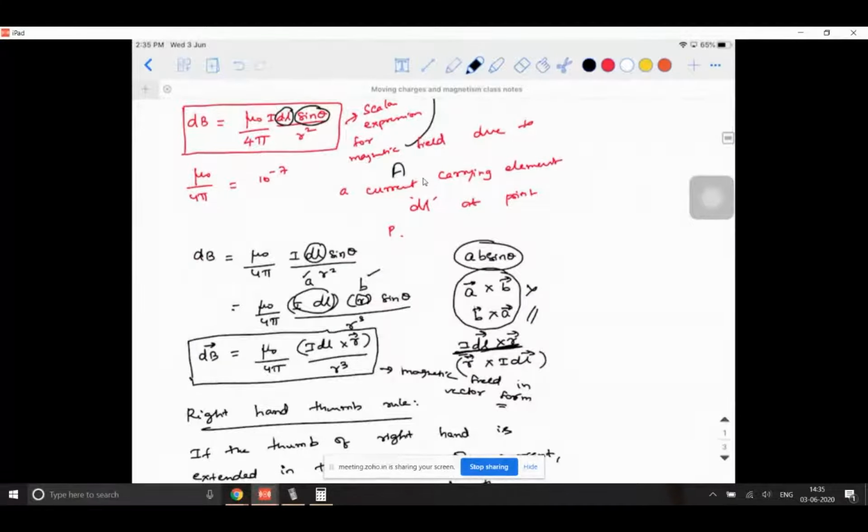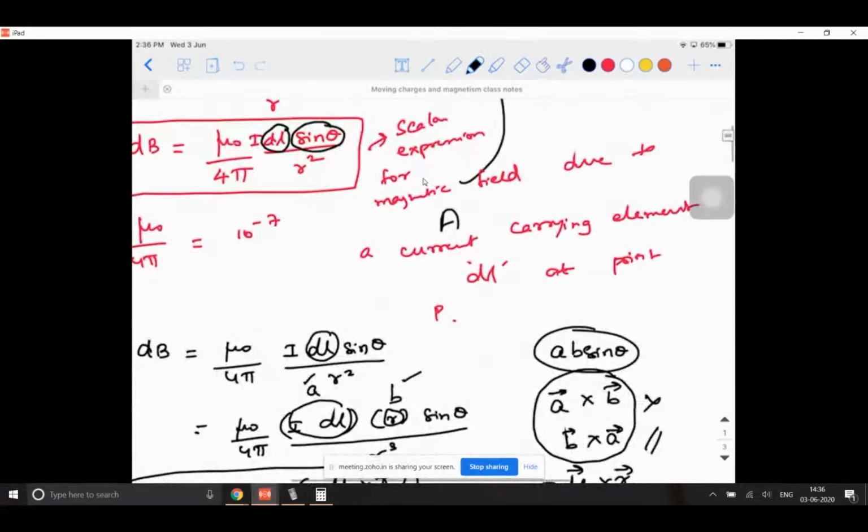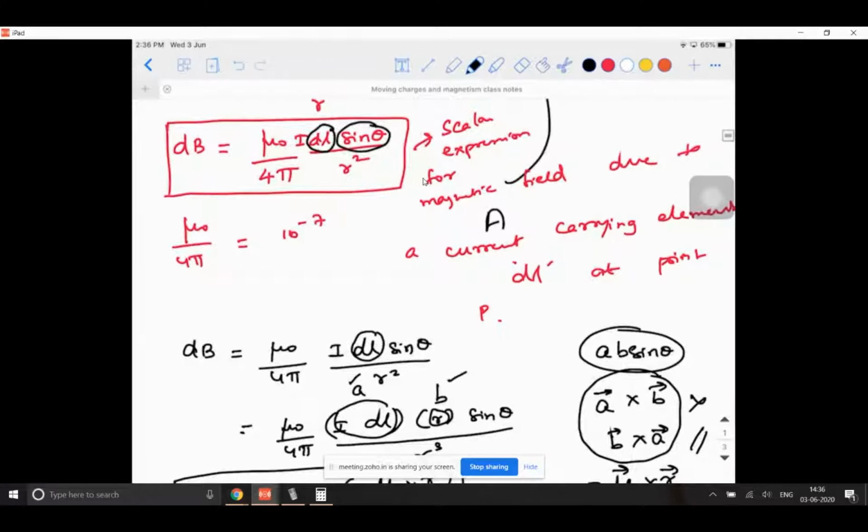So there are two forms in which I explained it. One is the scalar form. So scalar form, how do you write it? You write it as dB is equal to mu naught I dl sin theta divided by 4 pi r square, right? Where mu naught by 4 pi is equal to 10 power minus 7. The unit is Tesla meter per ampere. If at all you have not made a note, note it down. So mu naught by 4 pi is 10 power minus 7 Tesla meter per ampere.